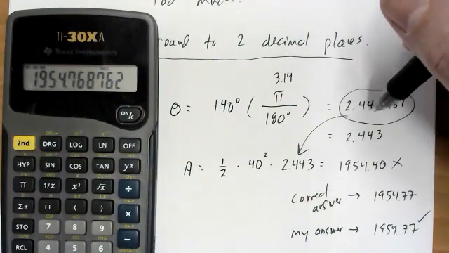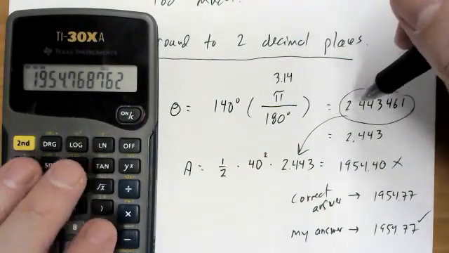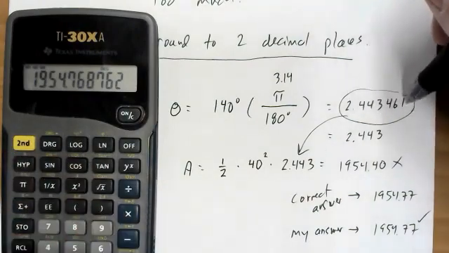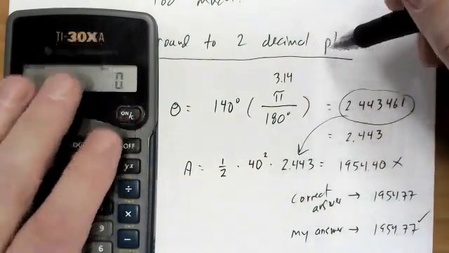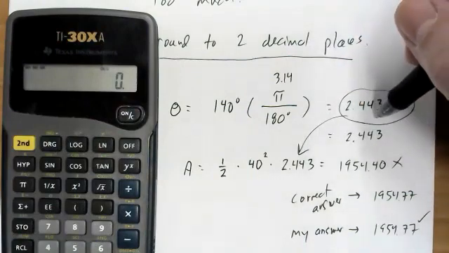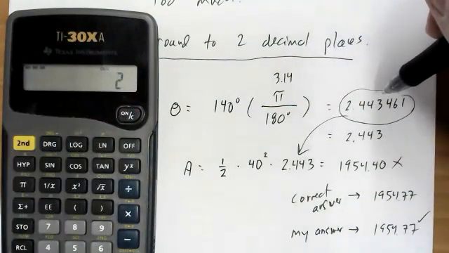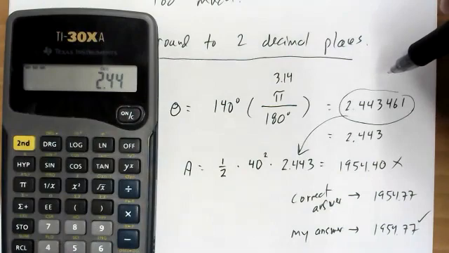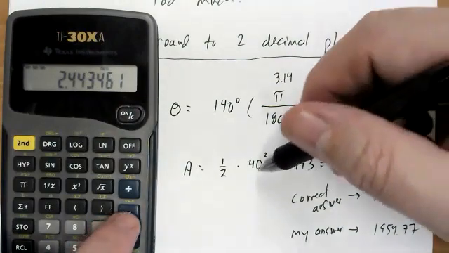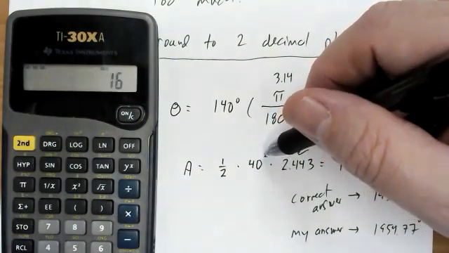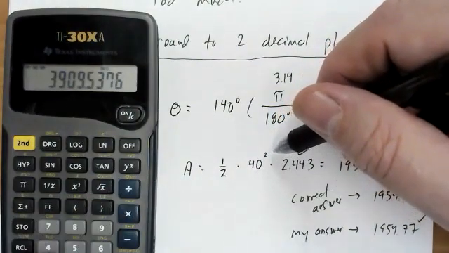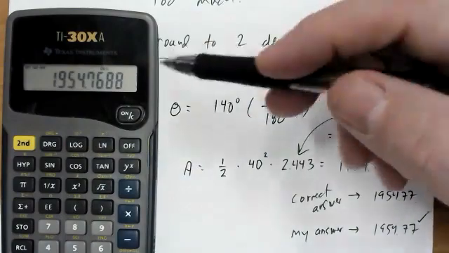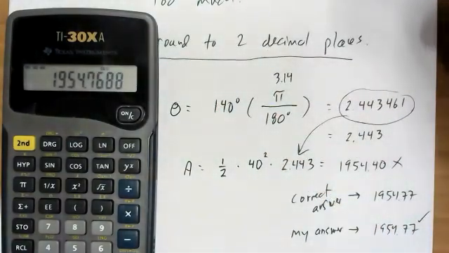Now let's say I just used this number and plugged it in here. Let's see how close the answer is. So I'm going to use 2.443461 times 1600 divided by 2, and then you get the same answer.